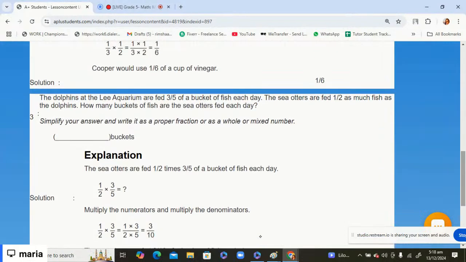Now let's move to this. The dolphins at the Lee Aquarium are fed 3 by 5 of a bucket of fish each day. The sea otters are fed 1 by 2 as much fish as the dolphins. How many buckets of fish are the sea otters fed each day? Simplify your answer and write it as a proper fraction or as a whole or a mixed number. So just simply multiply 1 by 2 times 3 by 5. What's the answer? Everyone tell me in the chat.